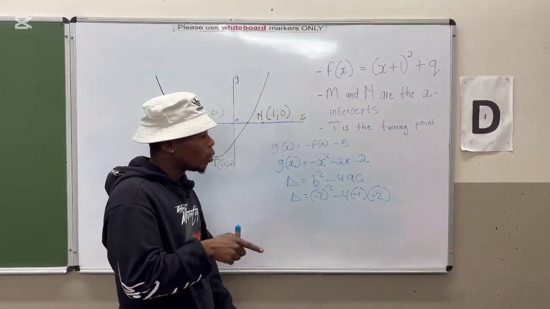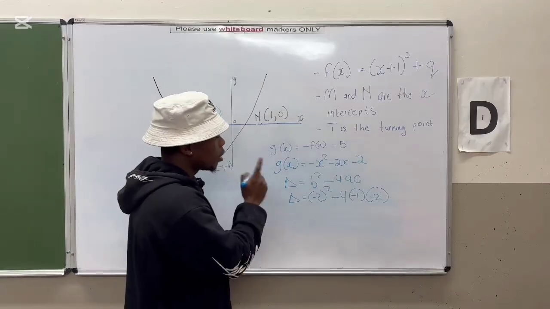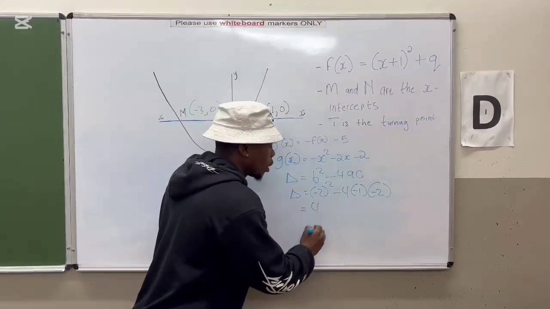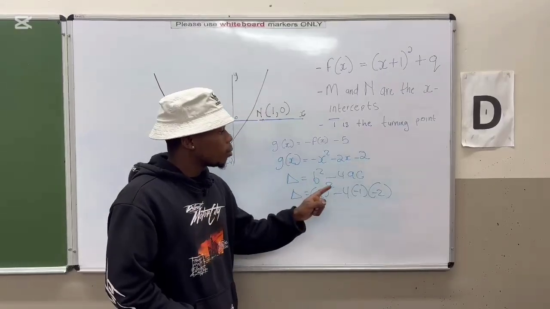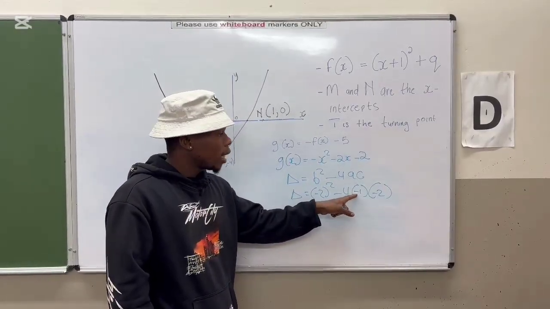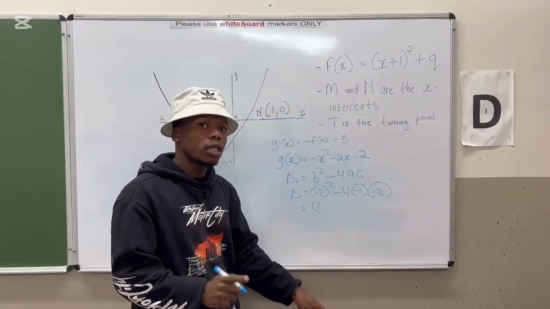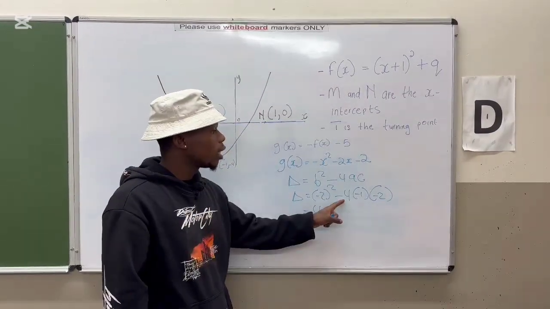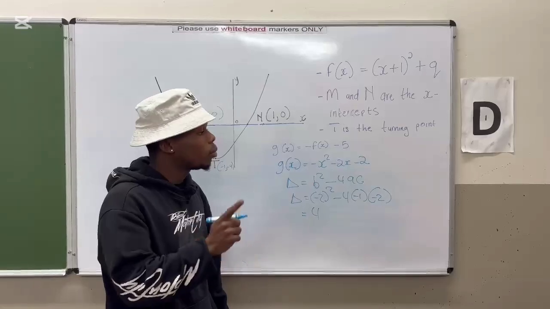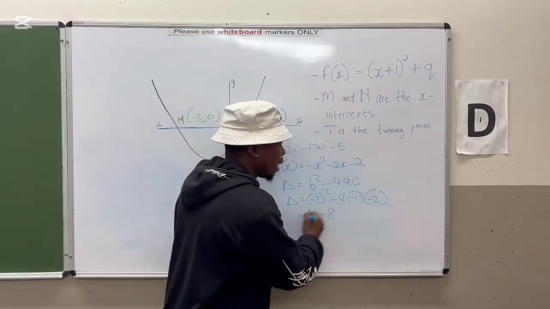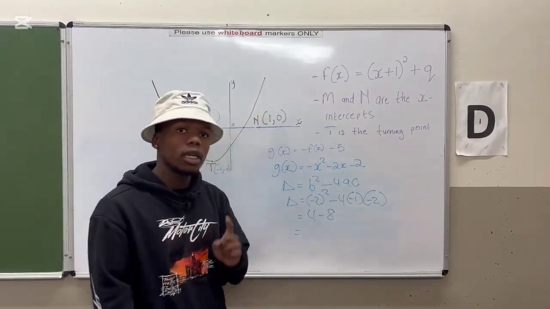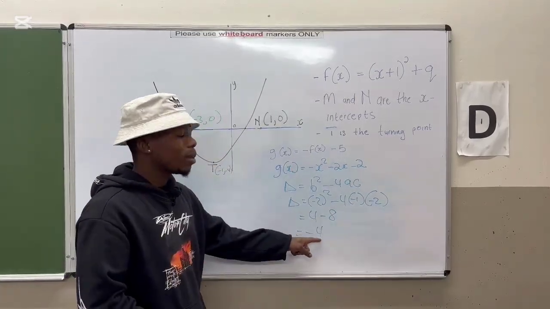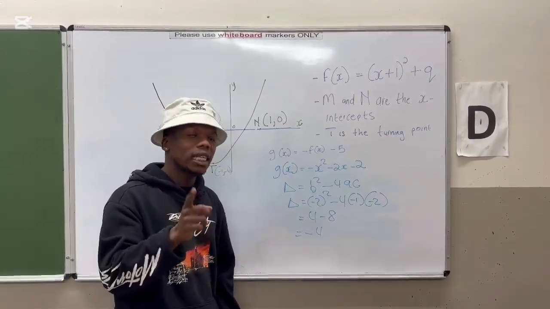Now let's calculate our discriminant. Minus 2 squared is positive 4. Remember something, negative multiplied by negative is positive. It means I will have 1 multiplied by 2, which is positive 2. And then I will say minus 4 multiplied by positive 2, which is minus 8. In other words, here the discriminant is minus 4.